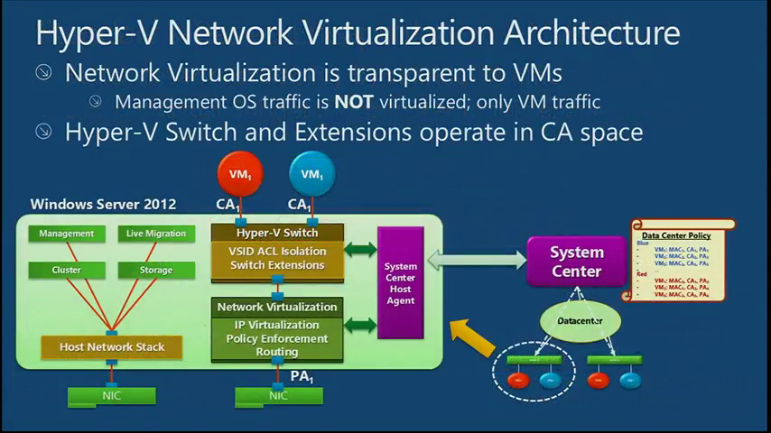Network virtualization is transparent to the VMs. They don't know they're being virtualized. Only VM traffic is virtualized. Your management operating system traffic is not virtualized. We'll talk about the Hyper-V switch and its extensions in a little bit, but they operate in the customer address space, so you can still take advantage of all the Hyper-V network switch extensions. And then what happens is it goes through the stack and hits the network virtualization layer. And we'll have a quick look at what the traffic looks like.